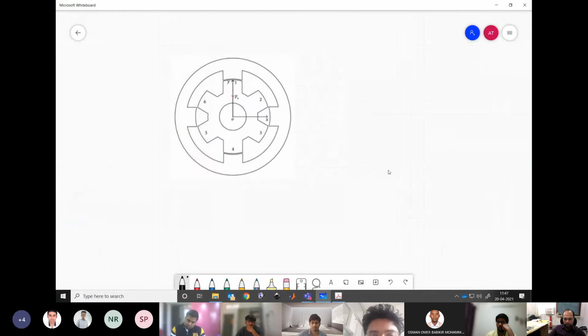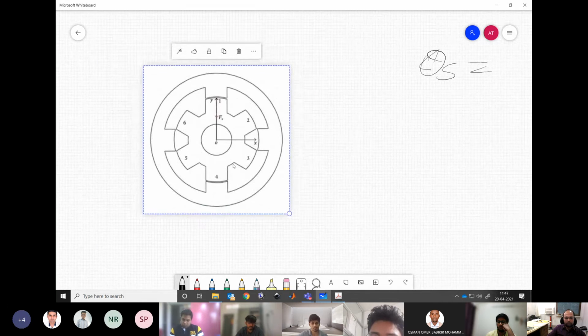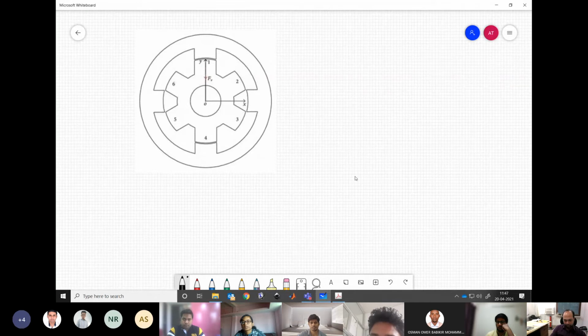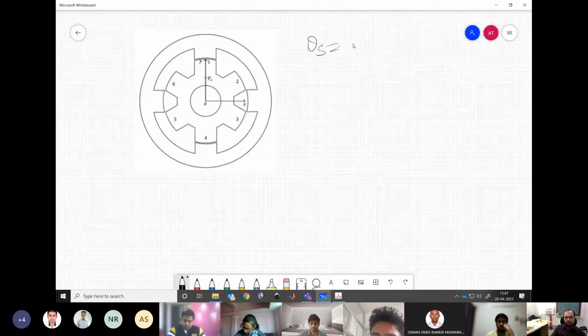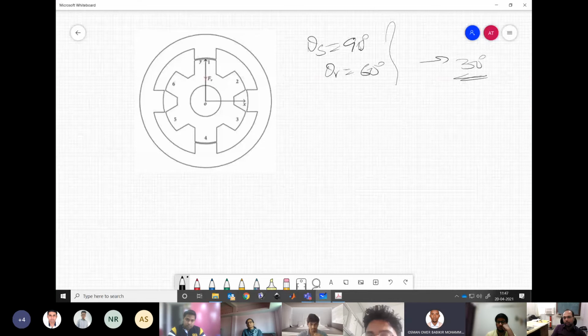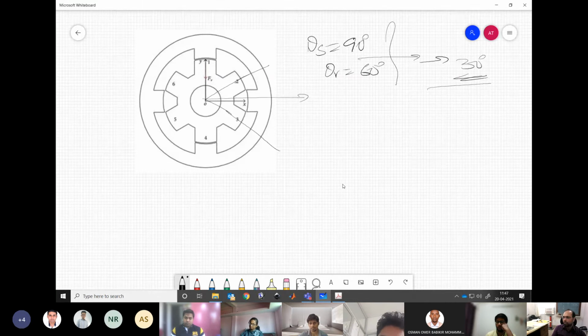So nothing, you have 4 poles on the stator. So your theta s is how much? 90 degree. And what is your theta r? 60 degrees. Understanding my point? Either you can say the difference between the two, or you can say the HCF between the two. Both are correct. There is no problem. So every 30 degree, this will get aligned to one position. Understanding my point?